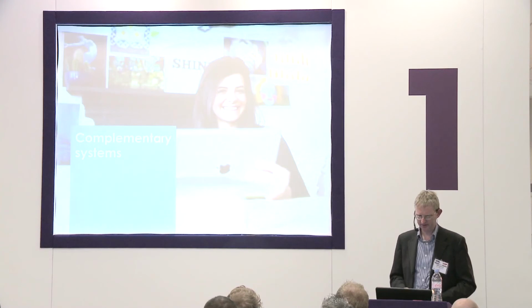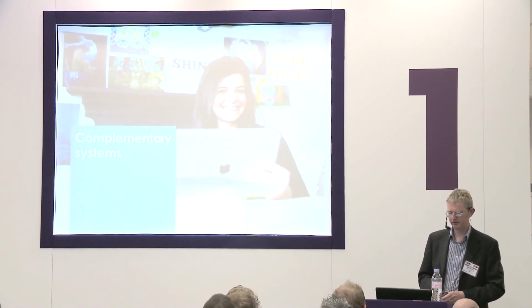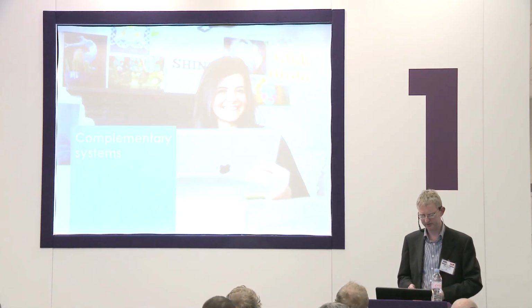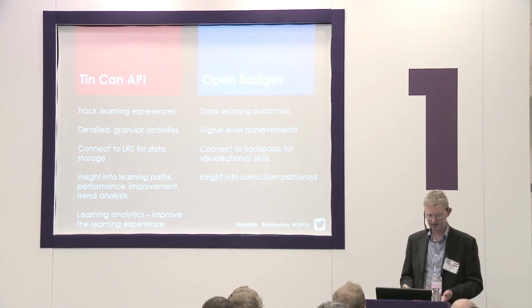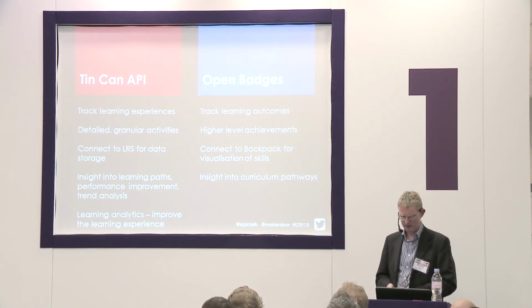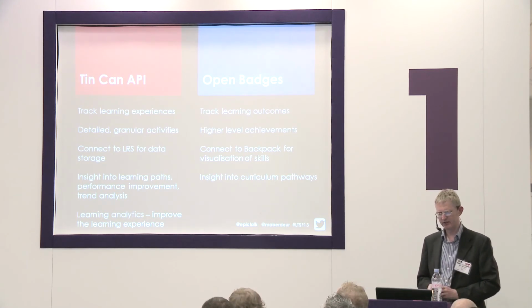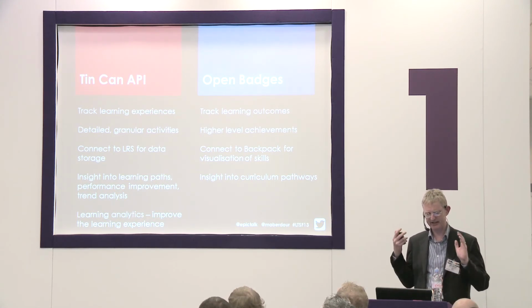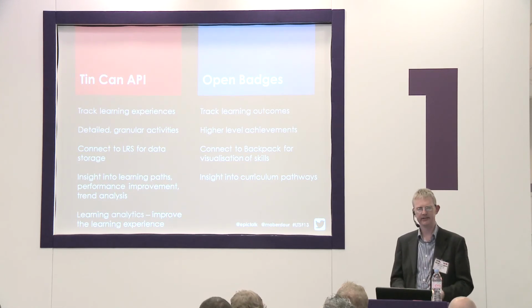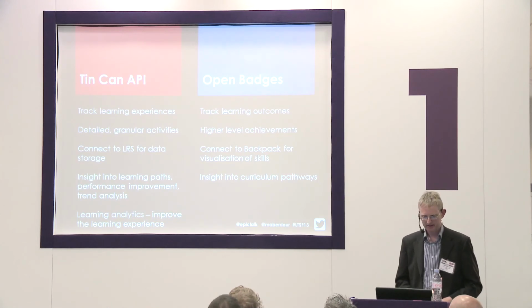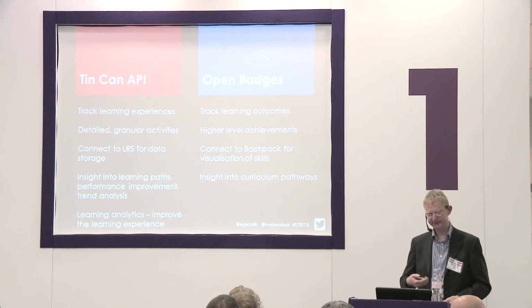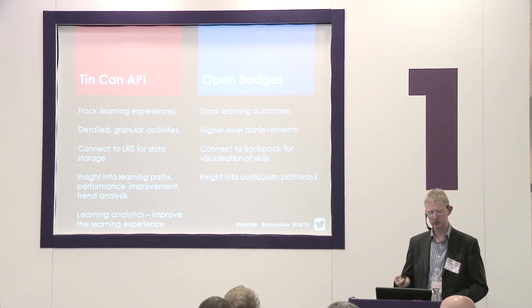So looking through the backgrounds and how both of these types of tools can be used, our view is that they're complementary systems. Just to finish on this slide, I'll outline where we see them working together. Tin Can is about tracking quite granular, very detailed learning experiences. Badges is about tracking the actual outcome at the end of that experience. It's about what you've achieved. They use different systems, so Tin Can is pushing data into a learning record store, and that's all about data storage.